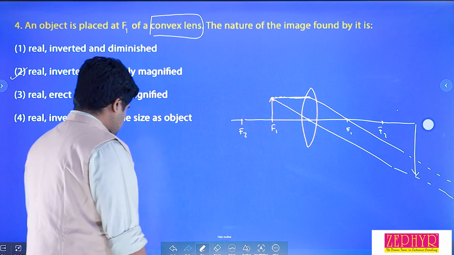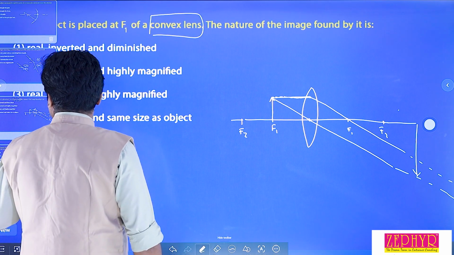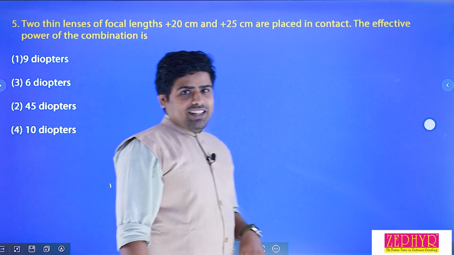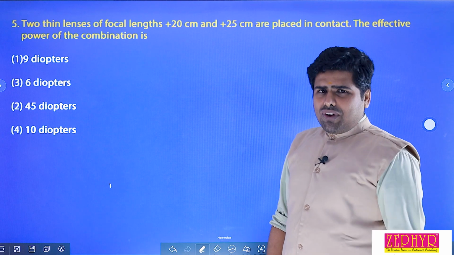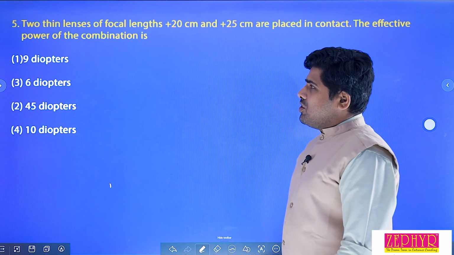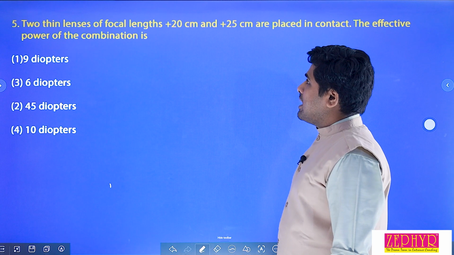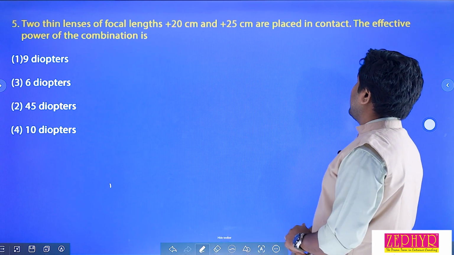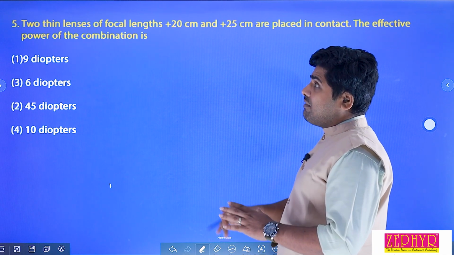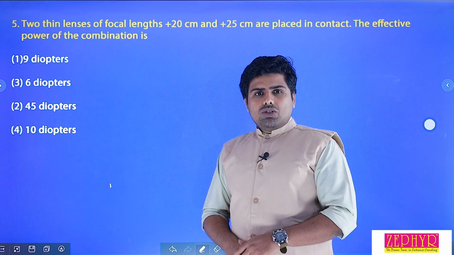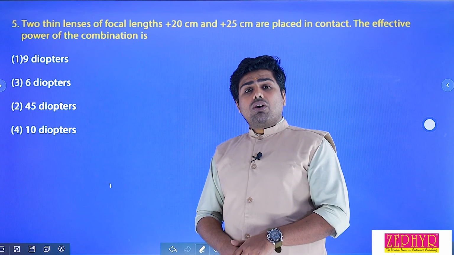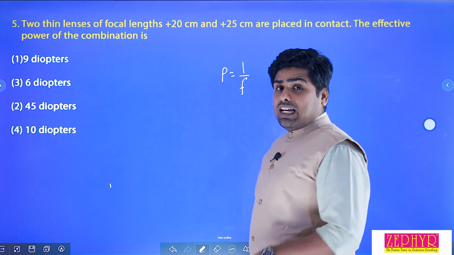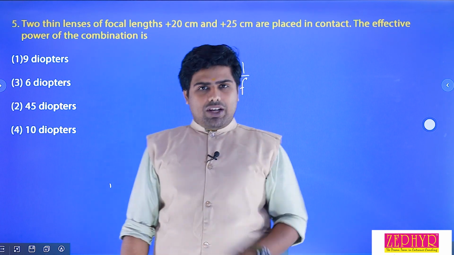Then again the next question, question number 5. Yes, again this one is related to the lens, that means related to refraction. See the question: two thin lenses of focal length plus 20 centimeter and plus 25 centimeter are placed in contact. The effective power of the combination is? So how do we find the power of the lens? See, power of the lens P is equal to 1 by focal length. The reciprocal of the focal length is known as power, right?